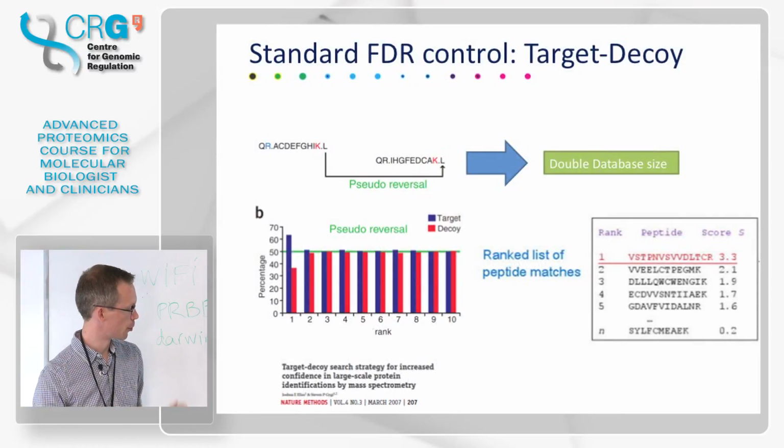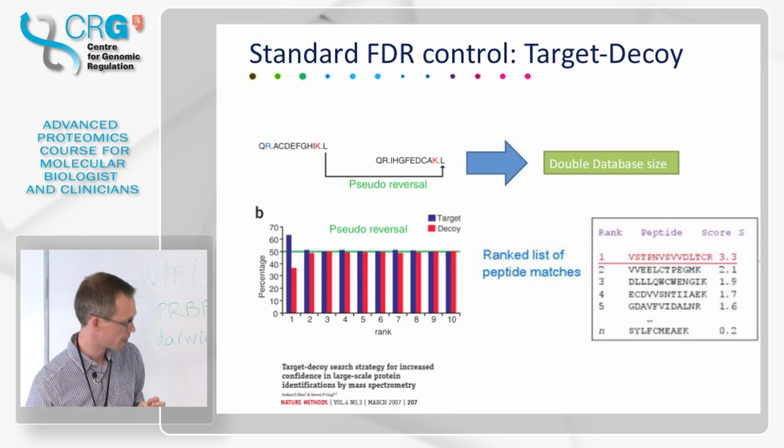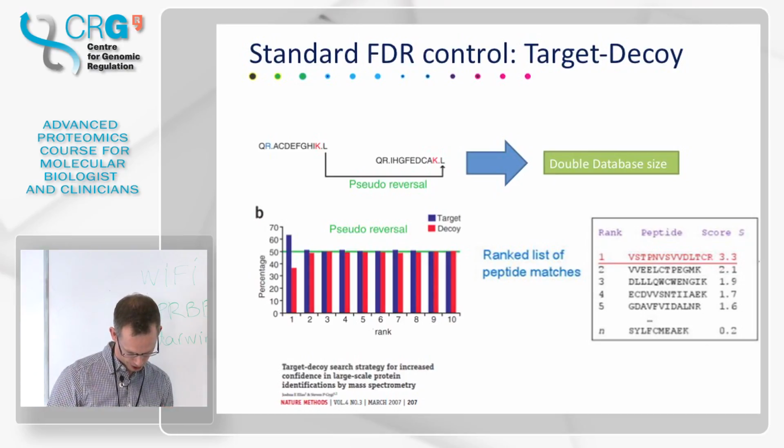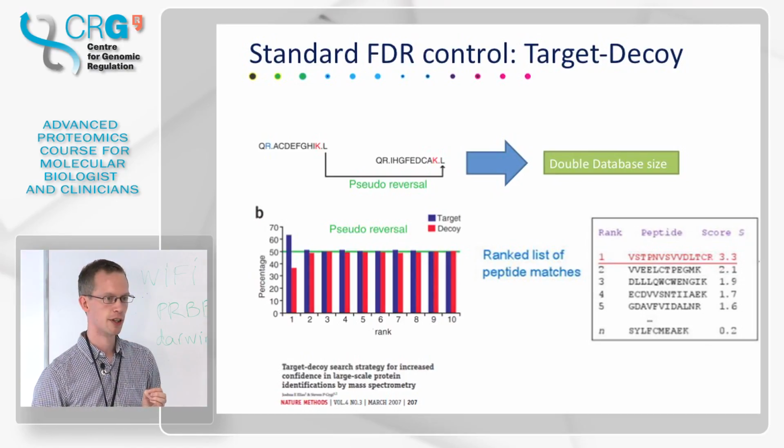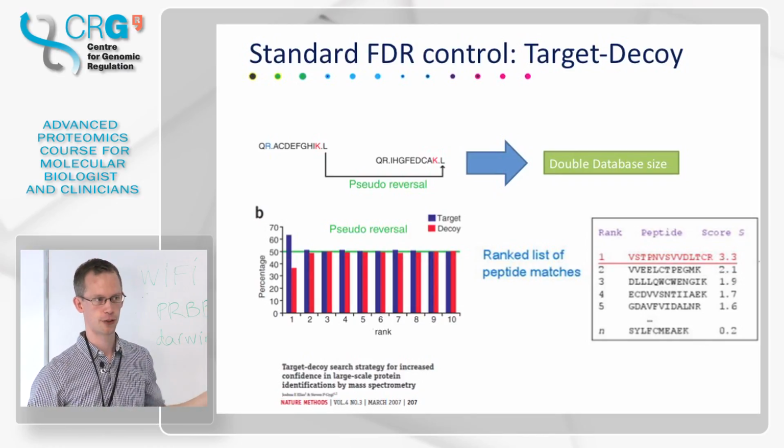I can maybe also refer to a paper here. It's called the Target Decoy Search Strategy for Increased Confidence in Large-Scale Protein Identification by Mass Spectrometry, Nature Methods, March 2007. That's a really important paper. They're not the first to describe this method, but they're one of the first that really show that it works.